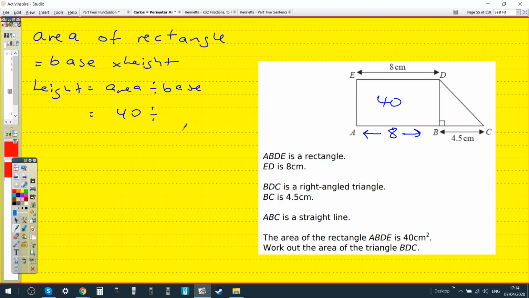So then 40 divided by 8. 40 divided by 8. Is that 5? Yeah. And so this one is 5. So that means that the thing for BD is also 5 centimeters. Well done. Yeah.